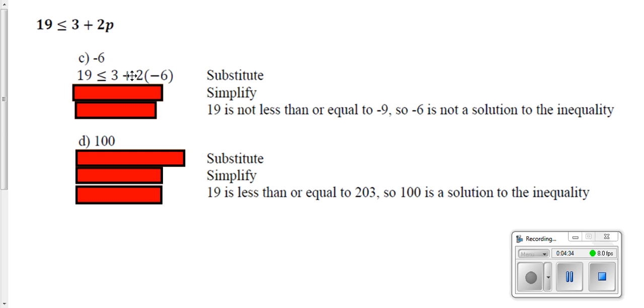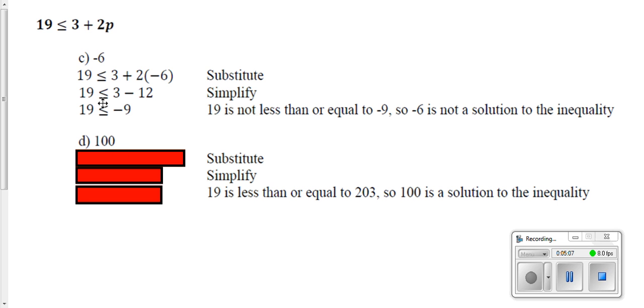You could put this side into your calculator, and you will see they do a few steps here. They did the multiplication first. But if you put it all in at once, you should get negative 9 over here. So now this says 19 is less than or equal to negative 9. No, 19 is not less than or equal to negative 9. So negative 6, what we started with, is not a solution to the inequality.